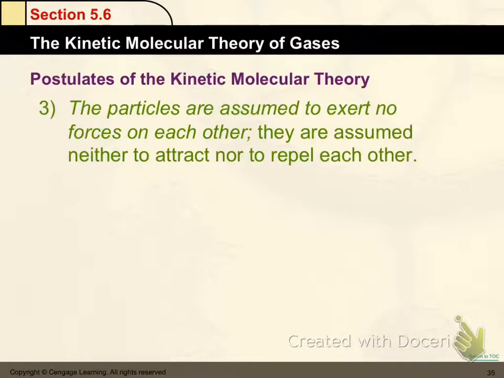Here's the third postulate. The particles are assumed to exert no forces on one another. So essentially, they don't even know each other exist. They don't run into each other. They don't affect each other at all. They're kind of independent in nature. So they're assumed to not only not run into each other, but they don't even attract each other or repel each other. Now, as you're sitting here thinking about this, you could probably say, well, it's probably not always true. Well, you're right. But again, these are assumptions that allow the model to work most of the time. There are instances where it does fall apart, but it's pretty good most of the time.